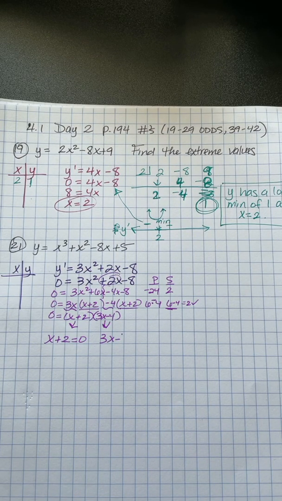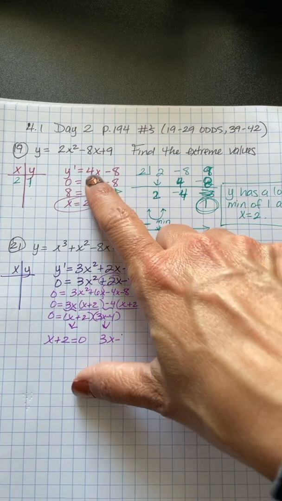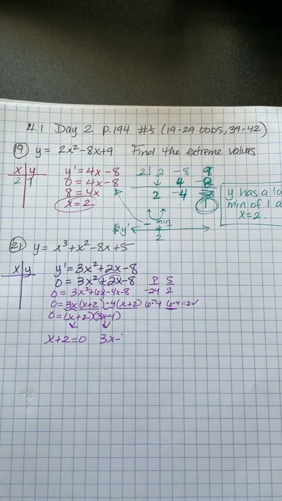So the only way we could find critical values is to take a derivative of the function and set it equal to 0 and see what we get. So taking the derivative, I get 4x minus 8, set that equal to 0, and solve for x, we get x equals 2. So we only have one critical value, and that's at x equals 2.